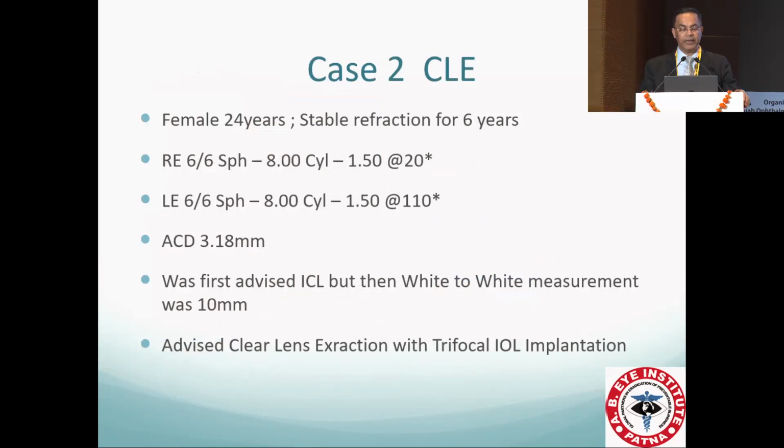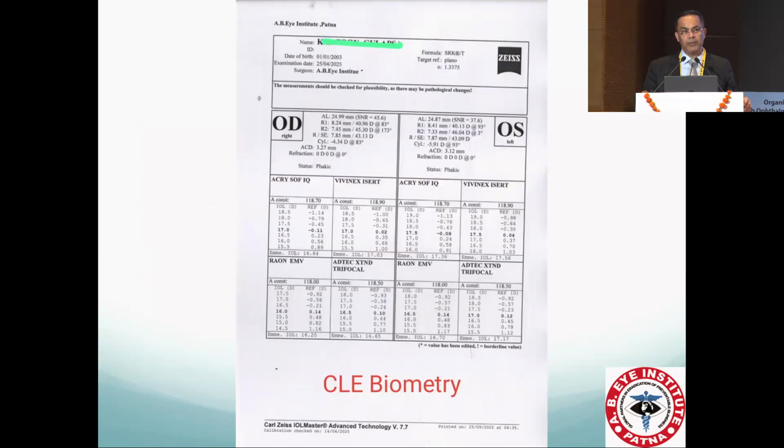In this particular case, we have a 24-year-old female who had a stable refraction for 6 years. Her right eye power was minus 8 and left eye was minus 6, and she had 6/6. And this is still in the range of doing LASIK. Her corneal thickness was also good, and her anterior chamber depth was 3.18, but her white to white was 10 millimeter, which is why we decided on doing clear lens extraction with a trifocal IOL, because she is young, she will lose her accommodation after removing the lens, so a clear lens extraction was planned.